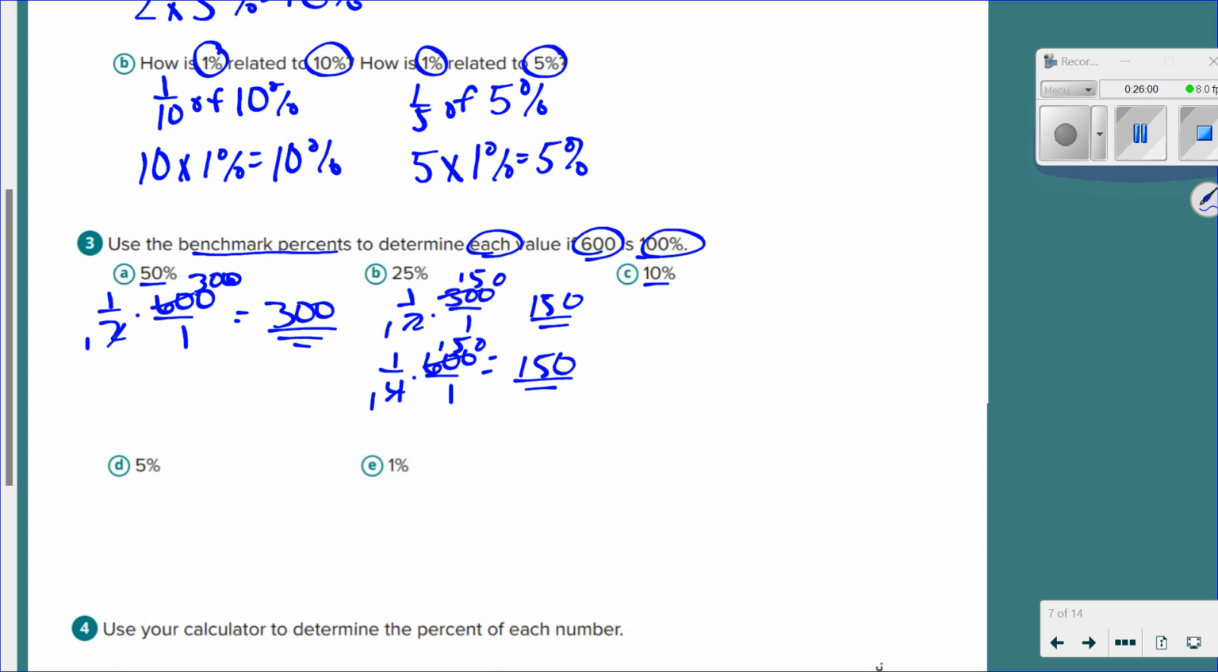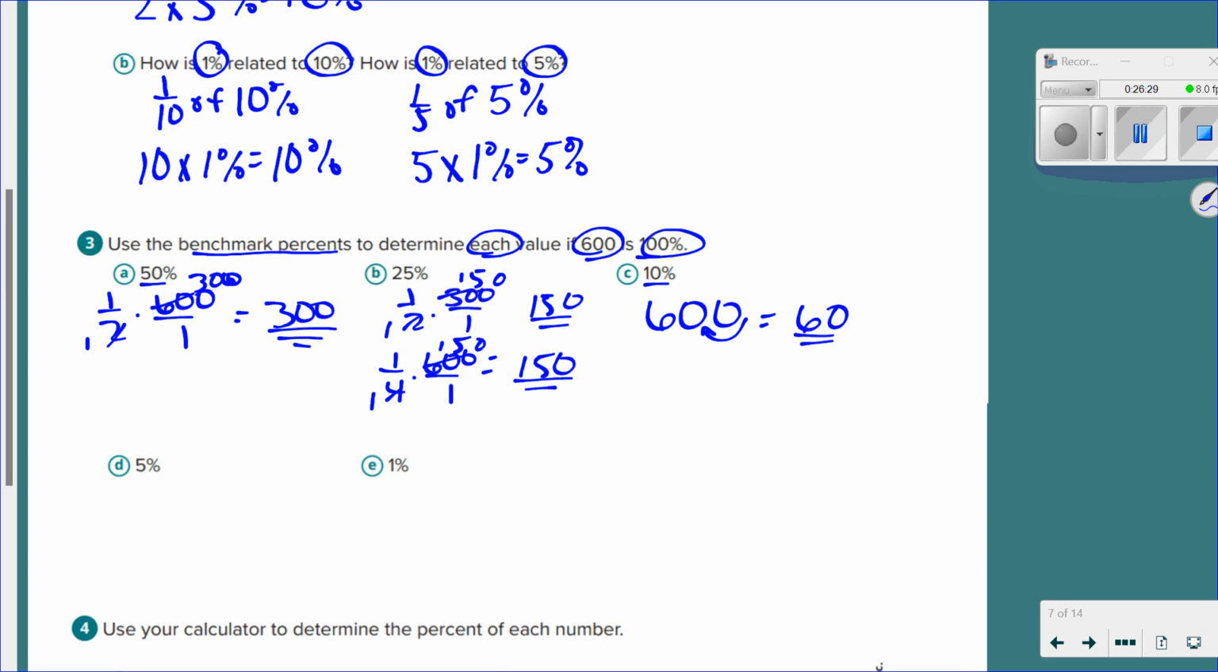Okay? 10%. Guys, this is the easiest thing we're going to ask you to do all year. Because 10% means I move my decimal what? How many times? Once. So literally all I do is I take my number, I move my decimal once. It's 60. 10% of a number is one of the easiest things you're going to do. The only thing that is basically just as easy is 1%. Because then instead of once, I'm moving it twice.